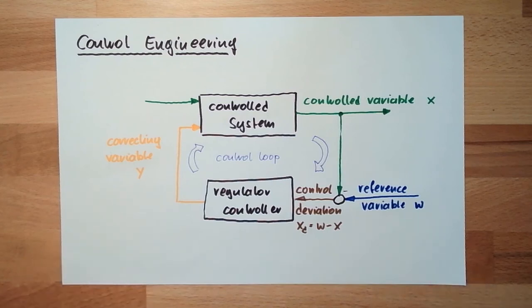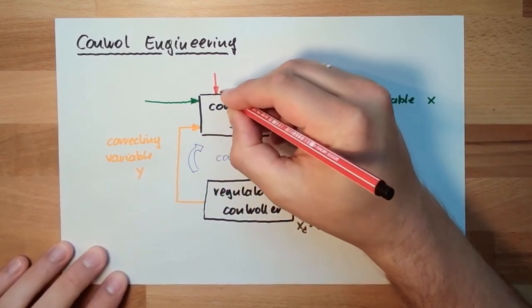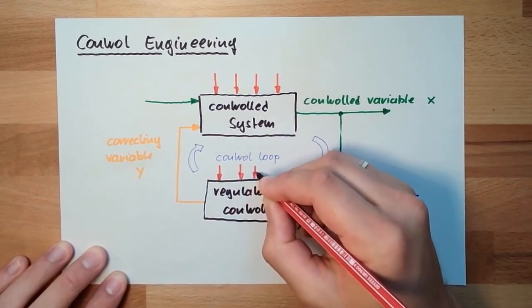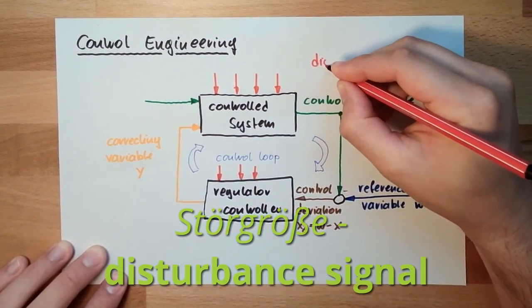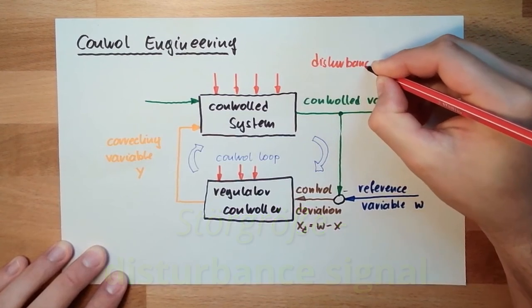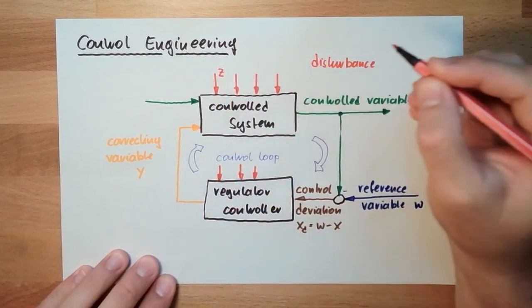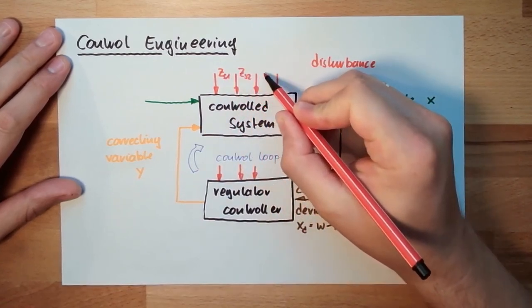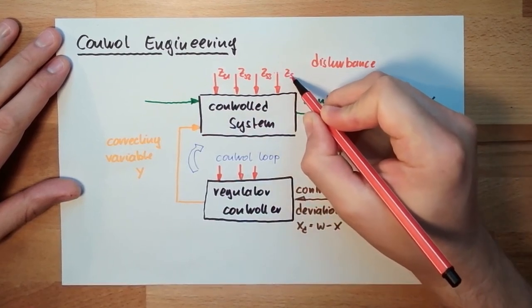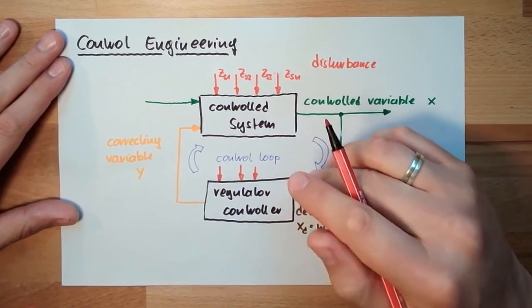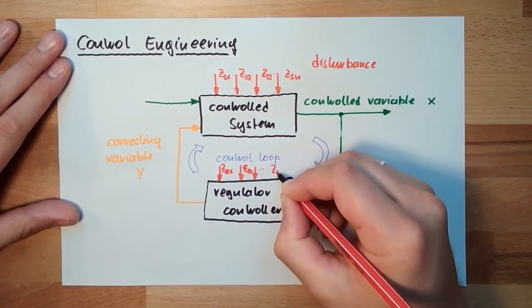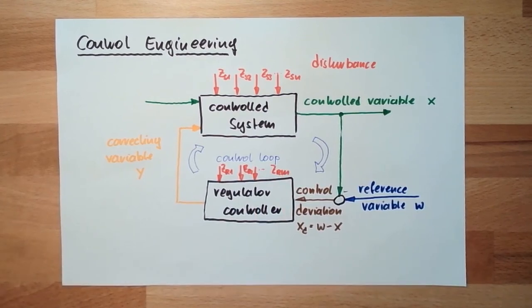Looks good. However, there are some disturbance signals. Disturbances which are influencing somewhere, maybe the control system, maybe the controller itself. These are disturbances, usually with Z. Here Z_S for system. There can be many disturbances on the system, and here Z regulator 2 up to Z regulator M, also a lot of disturbances can be on the regulator side.